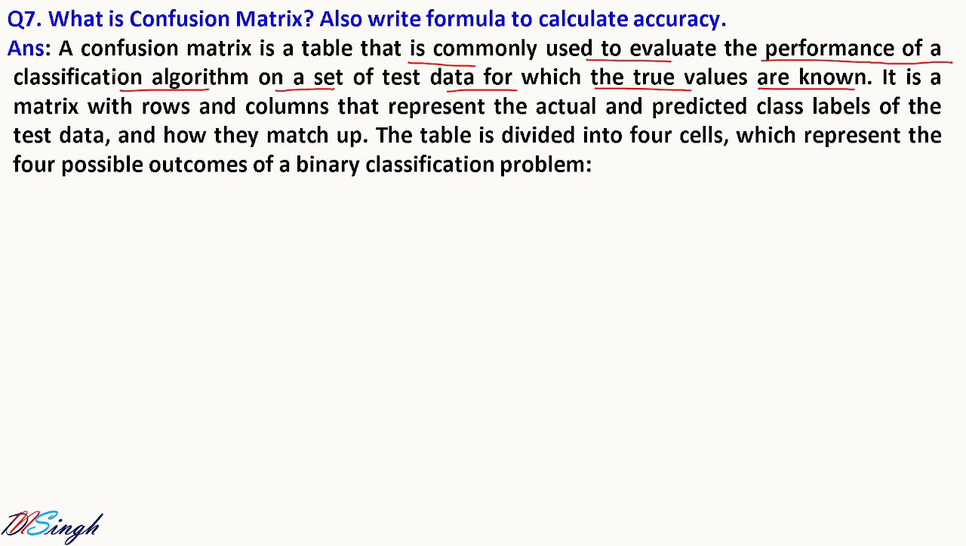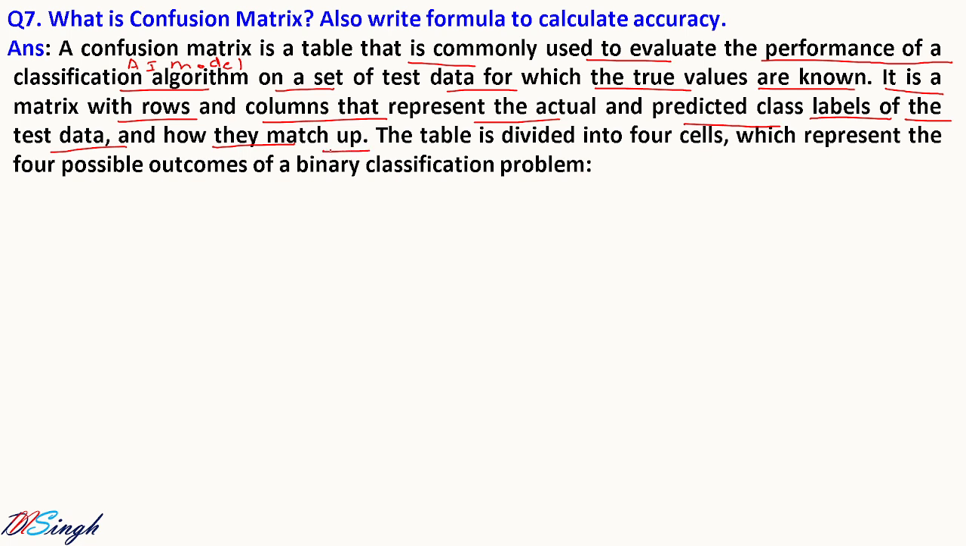And what is a classification algorithm? This is what is called an AI model. On a set of test data for which true values are known, because we already know the reality, and then we check the predictions made by the AI model and compare them to find out all the cases of true positive, true negative, false positive and false negative. It is a matrix with rows and columns that represents the actual and predicted class labels on the test data and how they match up, because it is a comparison between prediction and reality.